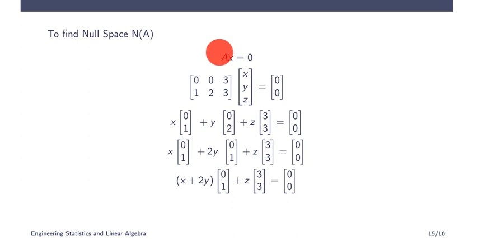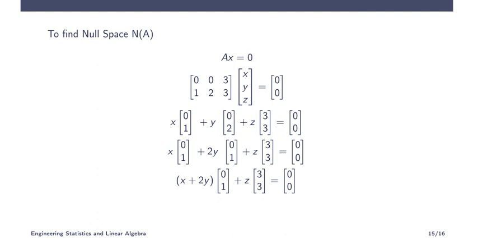Now how to find the null space? As I said, we have to equate Ax equal to 0 and find the value of x corresponding to it. So take x into the first column, y into the second column, z into the third column, and if you multiply, 2 is common here, I can take 2 outside, so that will be (x plus 2y) into [0 1] plus z [3 3] is equal to 0.